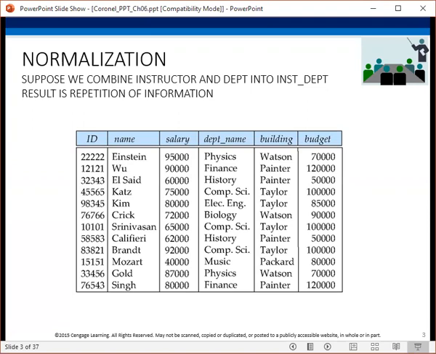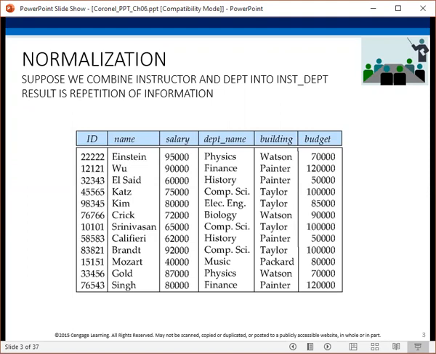So take this one, for example. What are some of the problems we see here? Well, duplicate data. Also, modification anomalies. If we delete Mozart, we lose all information about the music department as well, and we may not want that.